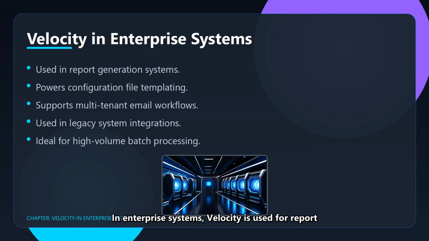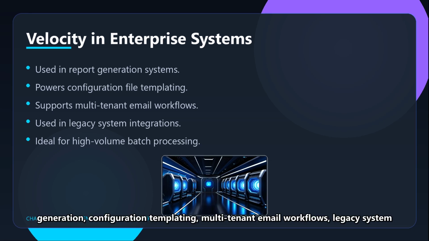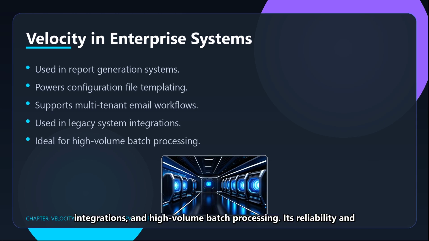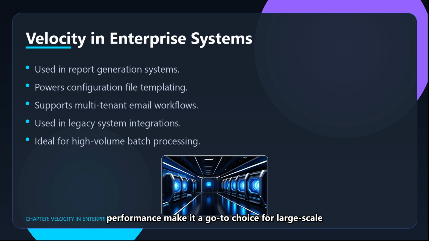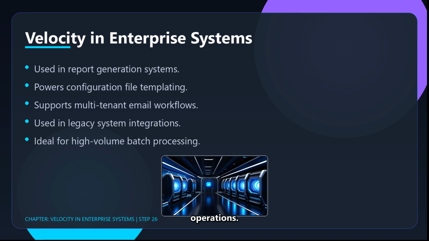In enterprise systems, Velocity is used for report generation, configuration templating, multi-tenant email workflows, legacy system integrations, and high-volume batch processing. Its reliability and performance make it a go-to choice for large-scale operations.